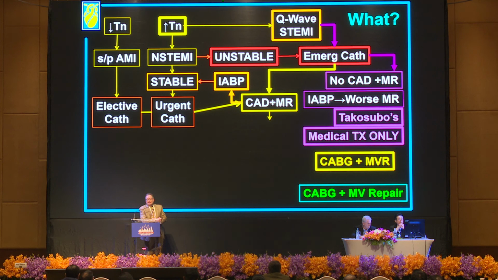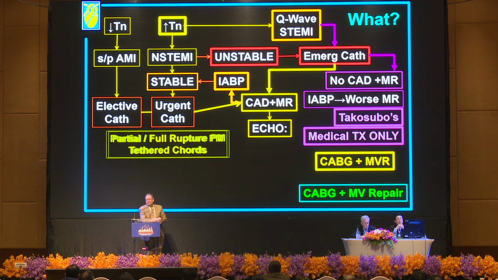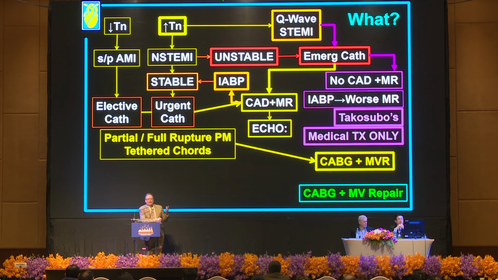Next thing we do is obviously an echocardiogram, as Aubrey said, to define what's the etiology of the MR. And the etiology of the MR is going to put us into one of those other two categories because we're not going to medically treat these people. You're going to find that they have a partial or a full rupture of the papillary muscle, in which case I believe they need mitral valve replacement, or they're going to have tethered cords.